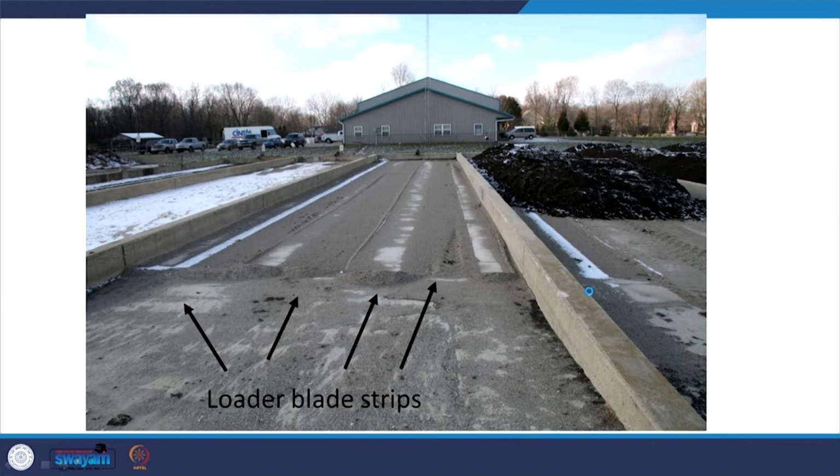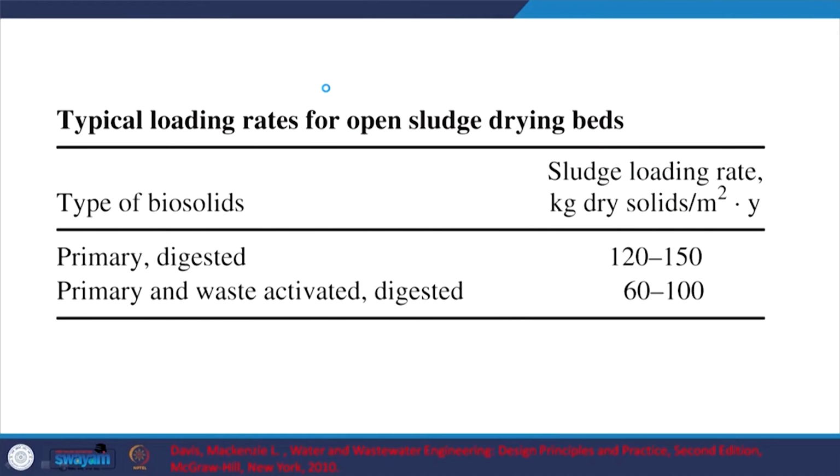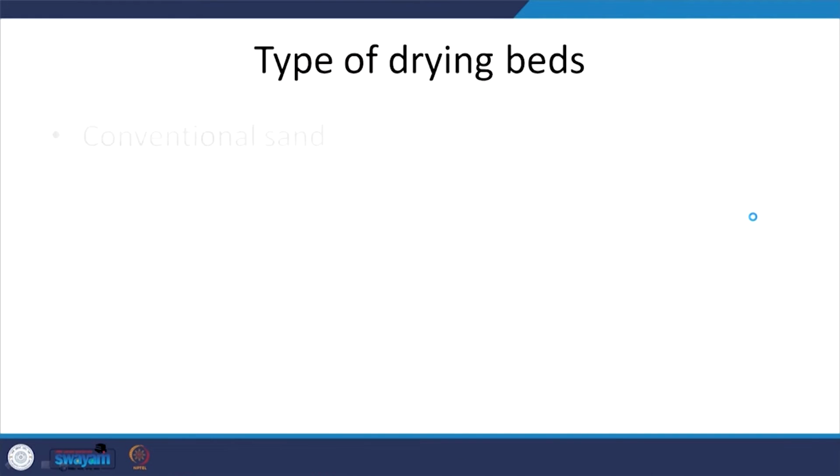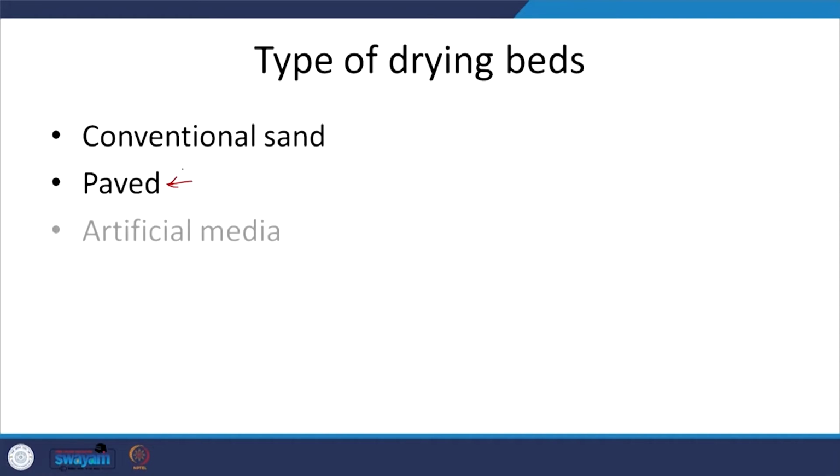We see this, but one aspect to note is that typically you would prefer to have them lined, but in India I see that they are lined depending upon the type of plant operator and such. If not, you can have issues with leaching, especially during the rainy season, and you will have to cover them too to prevent that. Let us move on. Again, these are aspects that we already looked at. Sludge loading rate is in kilograms per meter square per time. Types of drying beds: conventional sand, paved, which is what I was typically mentioning, and artificial media or vacuum assisted, rarely looked at.